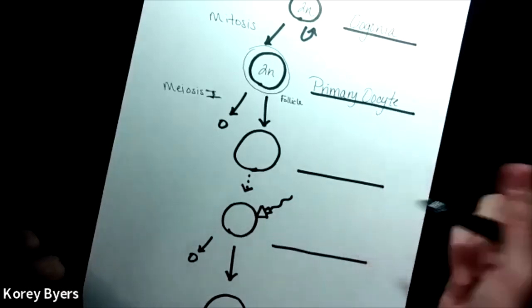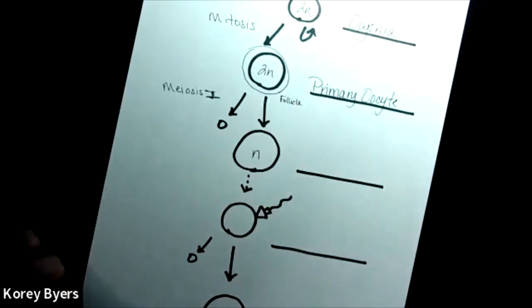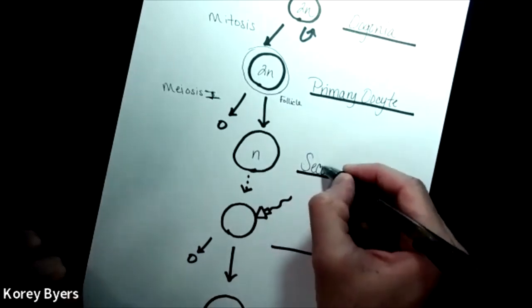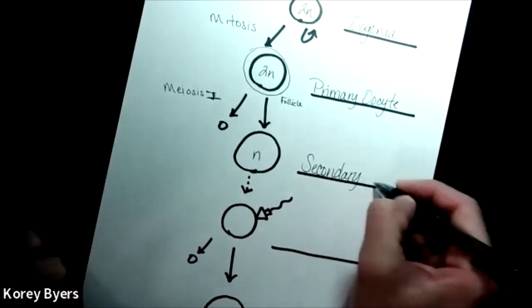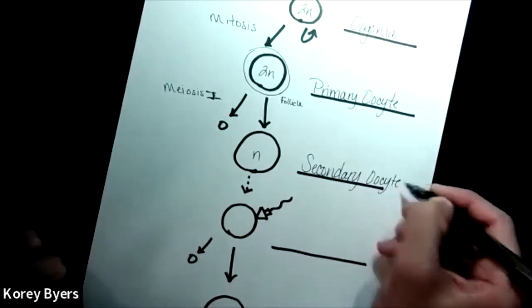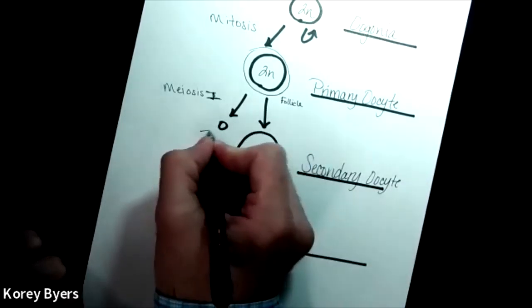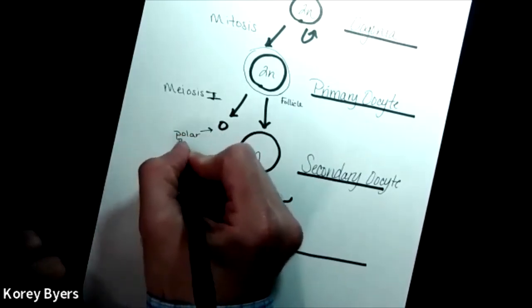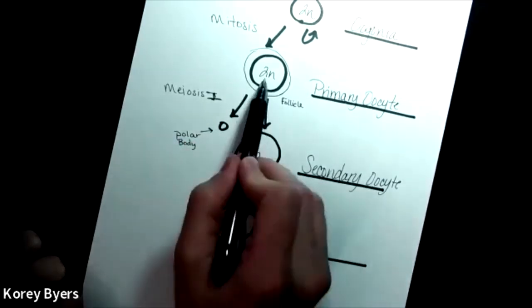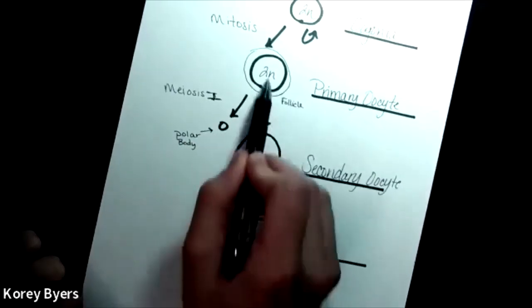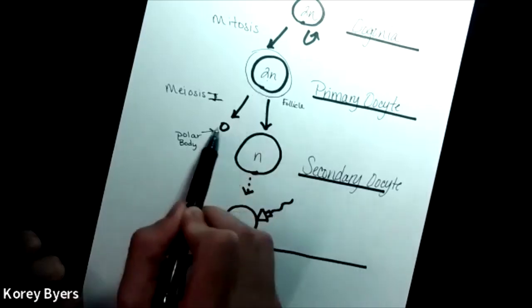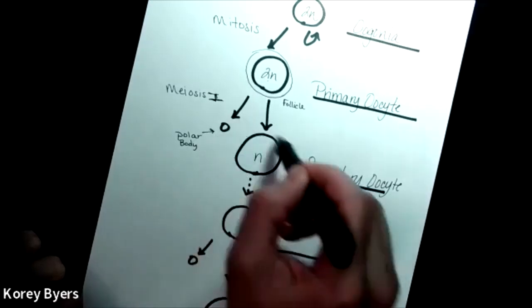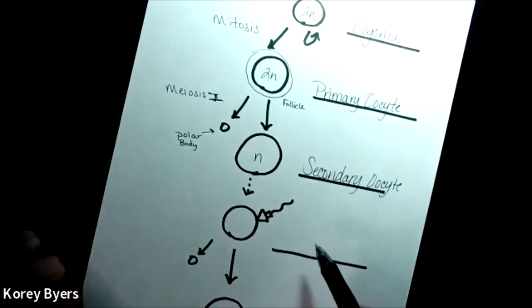After meiosis 1, we would end up with a haploid secondary oocyte and a smaller structure called a polar body. What was the point of that? Well, when these chromosomes separated, one set went to the secondary oocyte, the other went to the polar body, because our goal is to create a very large cell, a large mature ovum.